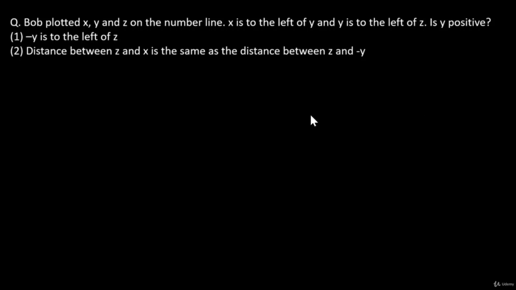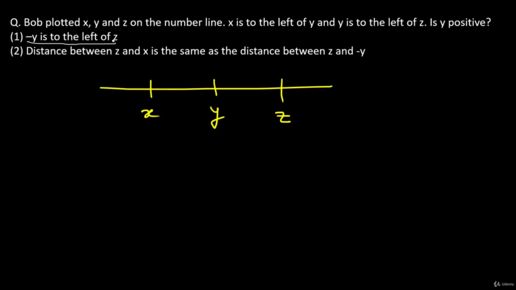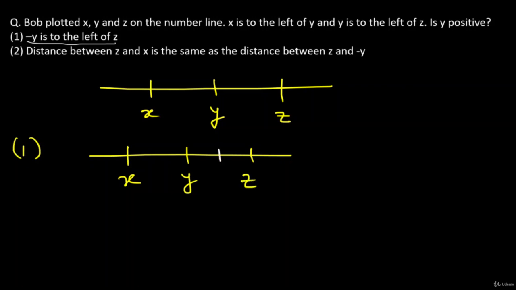Alright, let's do it together. Now, in the question stem, it's given that x is to the left of y and y is to the left of z. So let me plot x, y and z on the number line. Alright, so this is given. Now let's try statement 1 alone. Now it's mentioned that minus y is to the left of z. So what is one possibility? I could draw it like this, right? I have x, y, z and I have minus y over here. So this is clearly to the left of z.